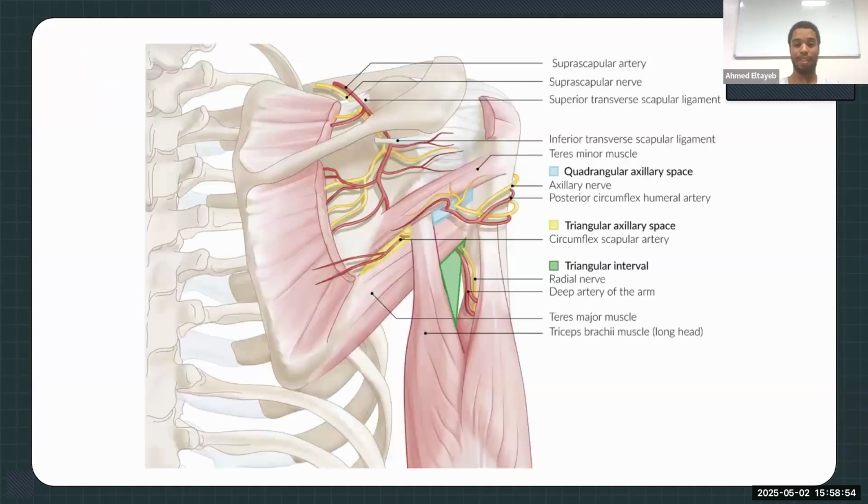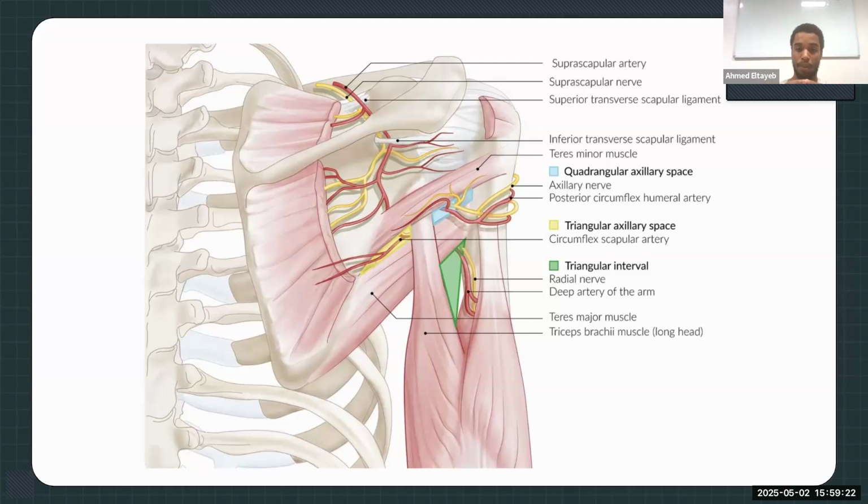Okay, now the spaces. The muscles of the arm and the shoulder form spaces. We'll start with the quadrangular axillary space. From what you can see here, the superior border is the teres minor, but this is posteriorly. There's a space anteriorly as well. So anteriorly, we have the subscapularis muscle, which sits as the superior border of the quadrangular axillary space.